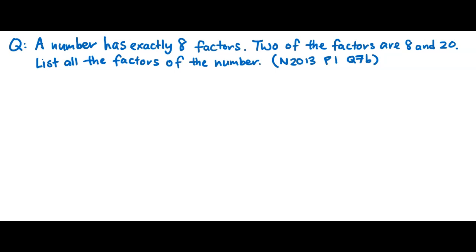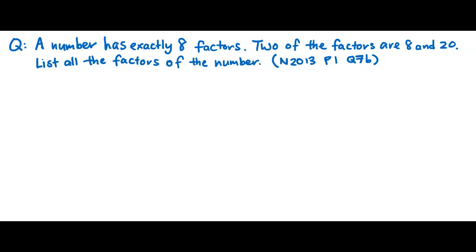So I've got this really interesting question from one of the students I've taught before, and it goes like this. A number has exactly 8 factors. 2 of the factors are 8 and 20. List all the factors of the number. This came from the 2013 paper 1 question 7B of the Cambridge O-level mathematics paper.